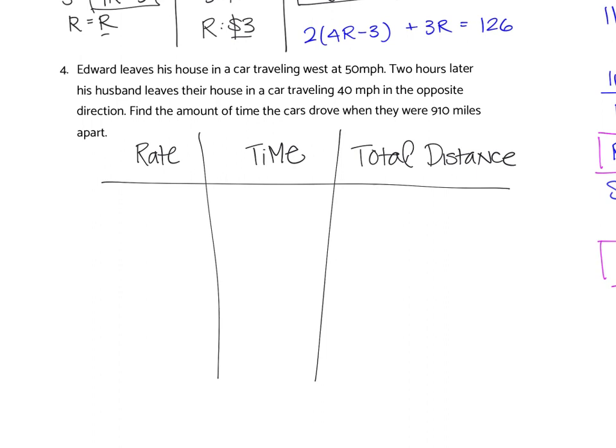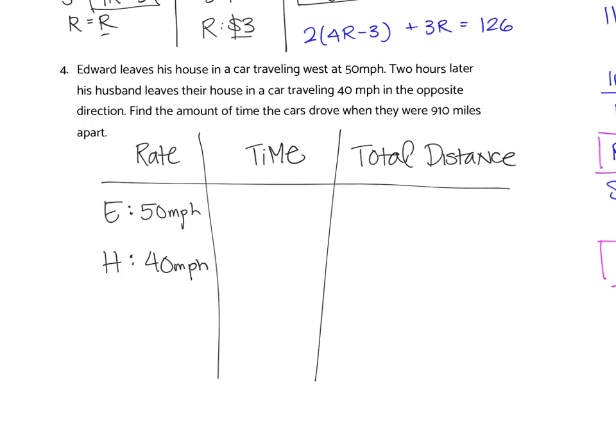So Edward leaves his house. He's traveling west at 50 miles per hour. So Edward's rate is 50 miles per hour. 2 hours later, his husband leaves their house in a car traveling 40 miles per hour in the opposite direction. So the husband's rate is 40 miles per hour.